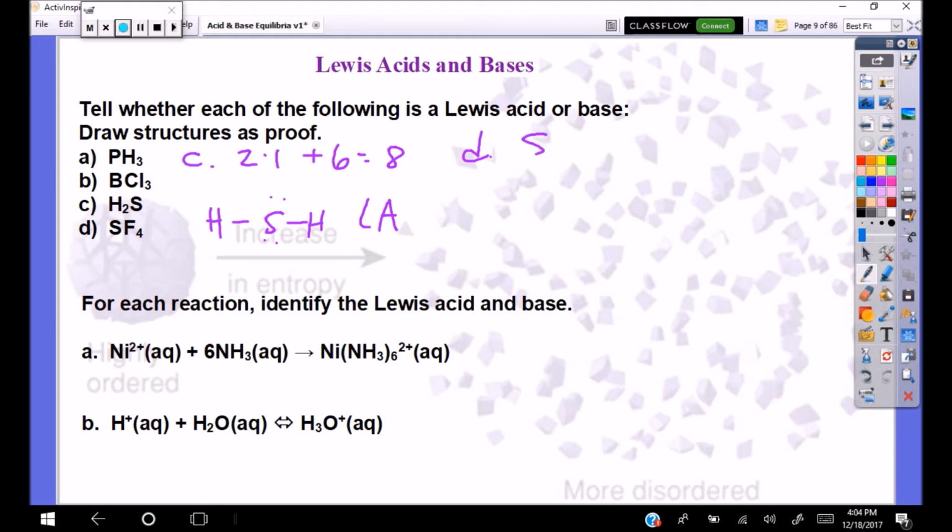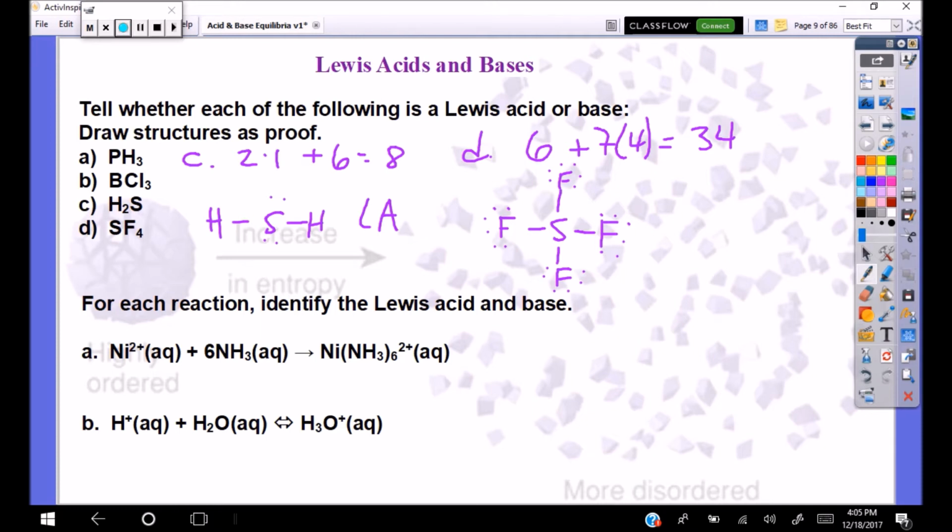We have SF4, this one. So S, again, has 6. Fluorine has 7, but times 4. So 7 times 4 is 28, plus 6, we get 34. Oh man, 34, that's a lot. Okay, so I've got fluorine, 1, 2, 3, 4. I've used 8 of my 34 electrons. I have 26 left. 1, 2, 3, 4, 5, 6, 7, 8, 9, 10, 11, 12, 13, 14, 15, 16, 17, 18, 19, 20. 1, 2, 3, 4. And I said I had 26 left. Huh, that's strange.